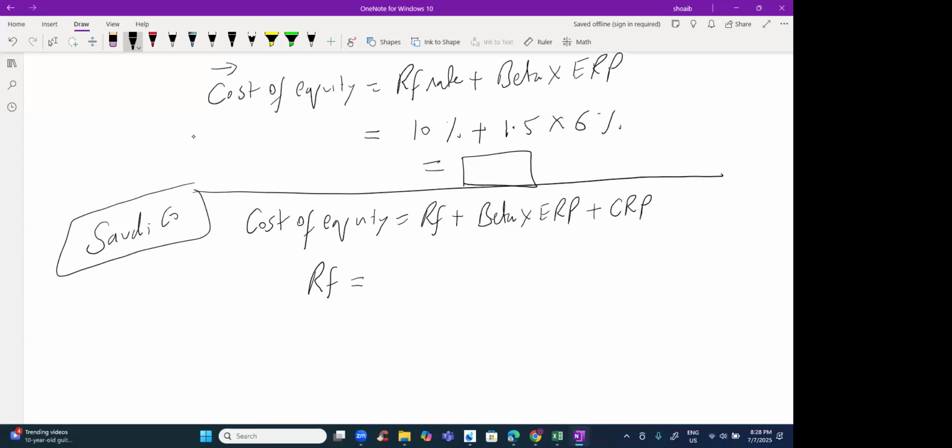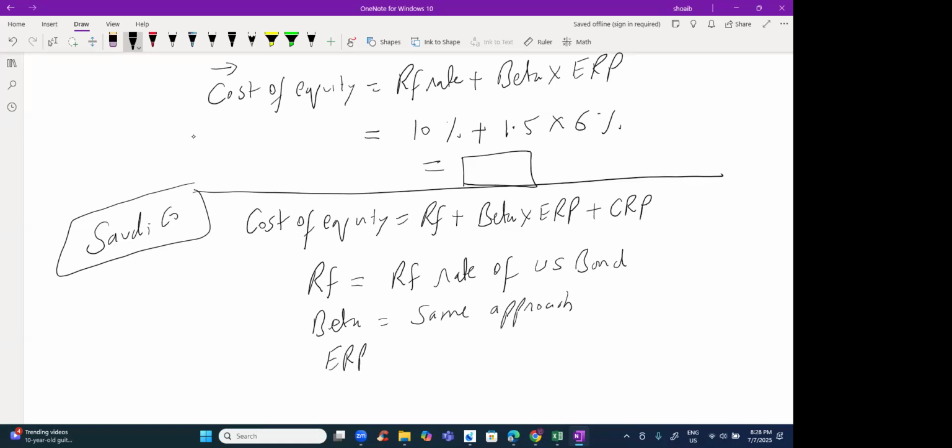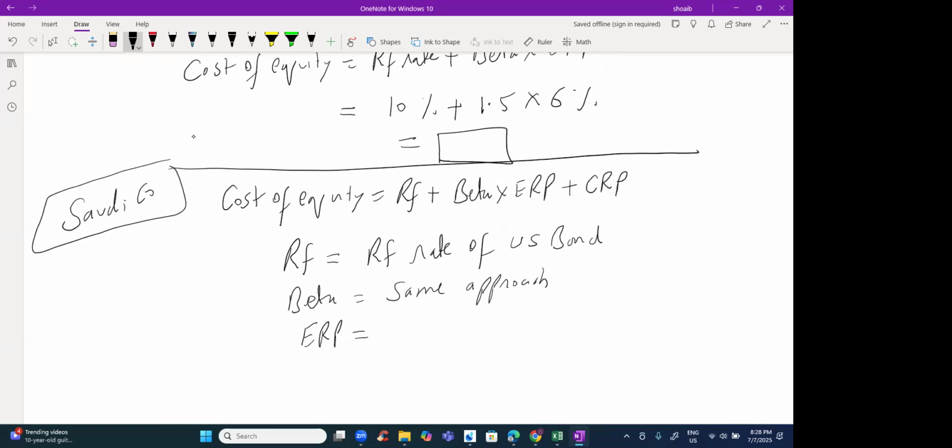Risk-free rate. I will not take the risk-free rate of the Saudi government. I will take the risk-free rate of the US bond. Okay, sir. Beta, same approach, which we have discussed for private company and public listed company. Equity risk premium, I will take the equity risk premium of the US stock market.